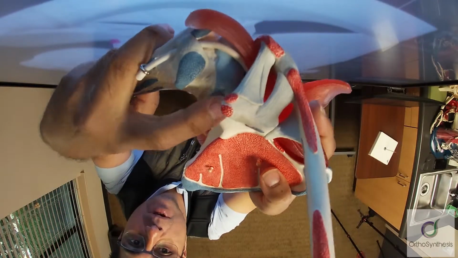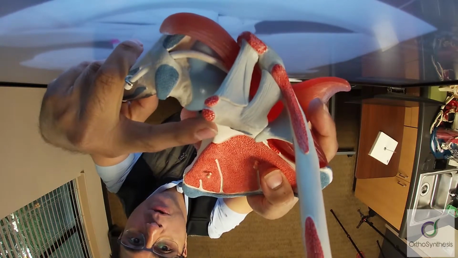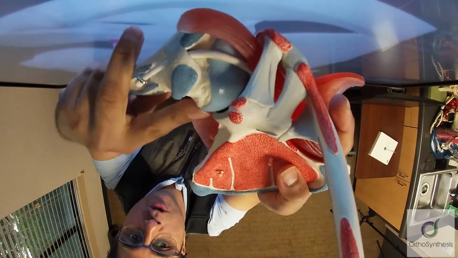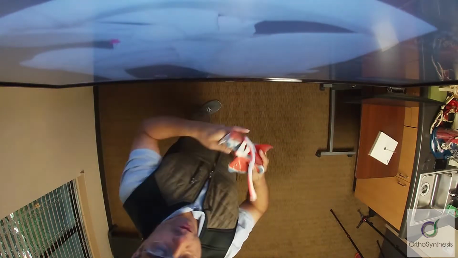There's the labrum, which is a little bumper right on top of the socket, which is the bone. Obviously the capsule is removed over here, and it's that labrum which you try and repair. I'll show you that now.